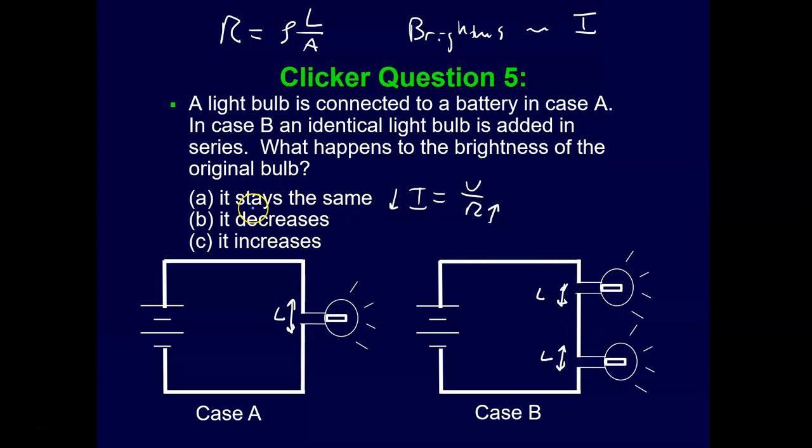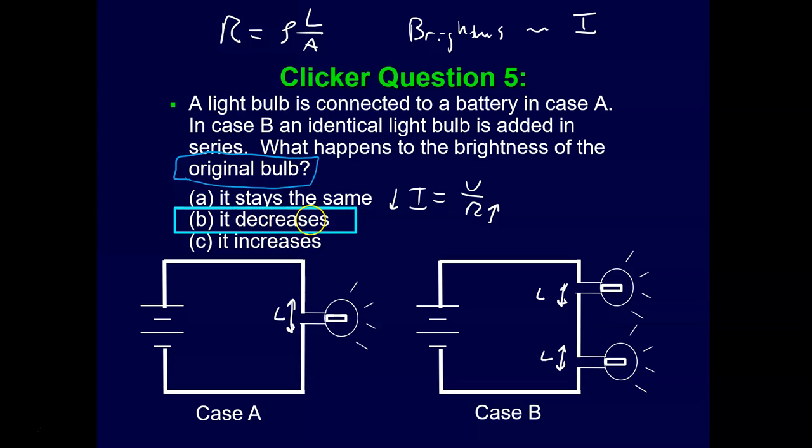All right, so what happens in this particular case? We asked: a light bulb is connected to a battery in case A. In case B, an identical light bulb is added in series. What happens to the brightness of the original bulb? This is something that the person was confused about, so let's talk about it.